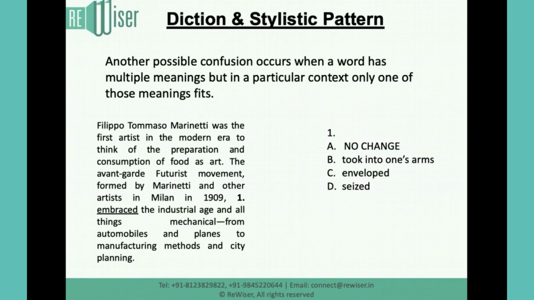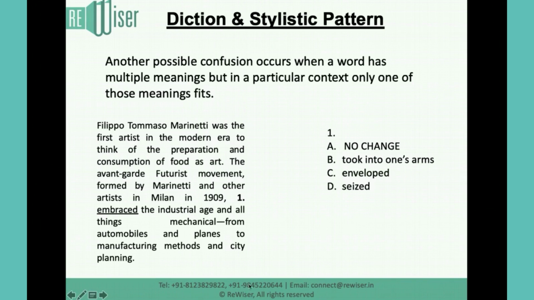Now let's look at the options. No change, took into one's arms, enveloped and seized. Now embraced is the given one. What are we looking at? Are these words related? Embraced means to take into one's arms, and to envelop means to surround. That's what you would do if you took someone into your arms. And seized, that is held with both hands. Well, that's actually the furthest from the meanings.